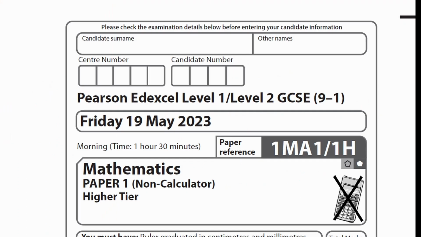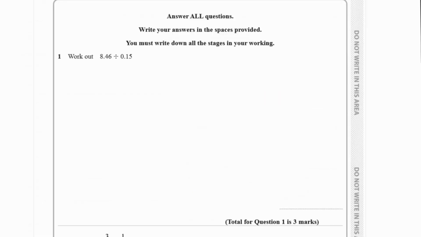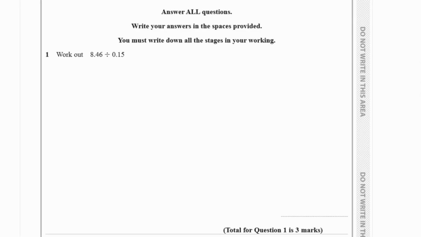In this video, we will be looking at all the questions from the Edexcel GCSE Higher Paper 1, which is a non-calculator paper. Number 1. Work out 8.46 divided by 0.15.